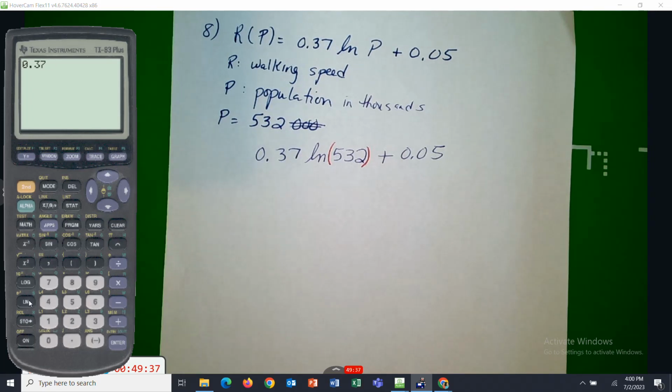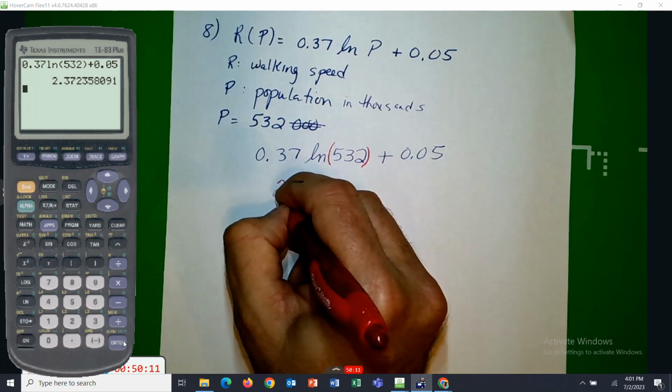Okay? So I put 0.37 ln. Notice how it opened. If I don't close this set of parentheses, then it's going to treat this 0.05 as if we're taking the natural log of that also. And it's not. We're only taking the natural log of P, 532, plus 0.05, enter.